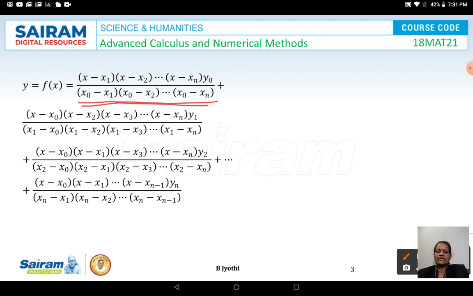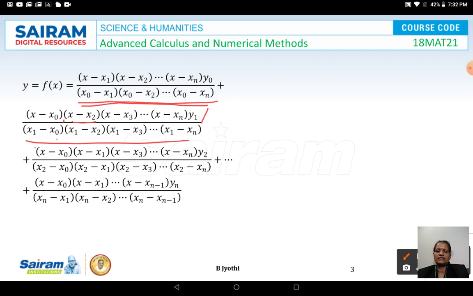In the second term x1 will not be there. So all the denominators are subtracted from x1 and y1 is multiplied here. That is x minus x0, x minus x1, x minus x3, etc. So x1 is not there, x2 will be there, into x minus xn of y1 divided by x1 minus the same terms are subtracted, that is x1 minus x0, x1 minus x2, etc., x1 minus xn.